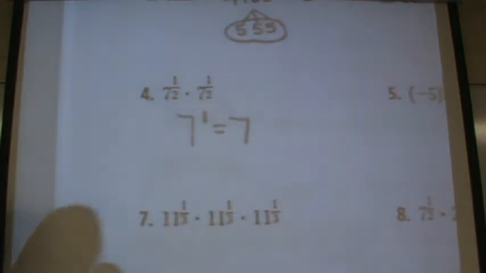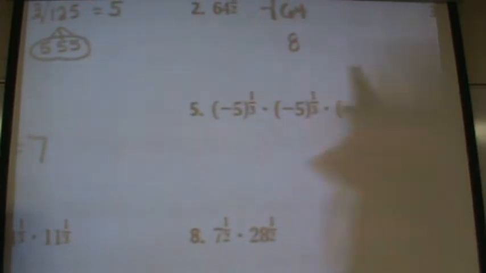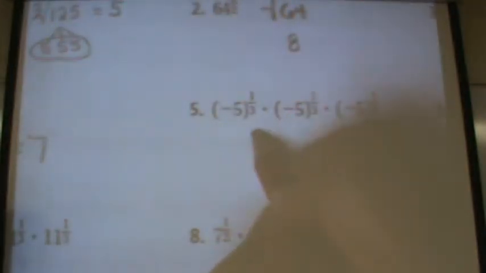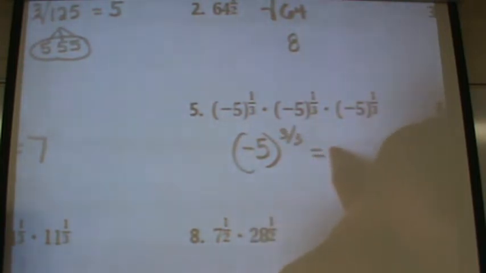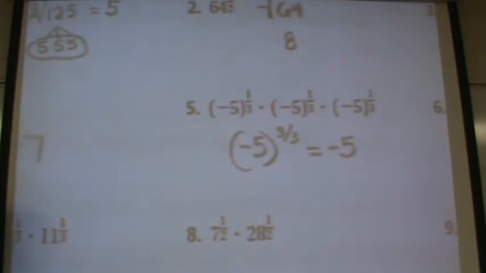Number 4, 7 to the 1/2 power times 7 to the 1/2 power. If bases are the same, what do you do with these two exponents? Add them. 1/2 plus 1/2 is a whole. 7 to the 1st power is 7. Number 5, bases are all the same, so you keep the base the same and add these 3 exponents. 1/3 plus 1/3 plus 1/3 is 3/3, and 3/3 is 1, so it's -5 to the 1st power, or -5.